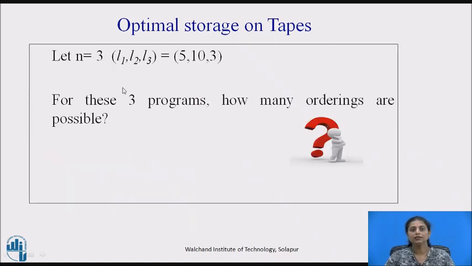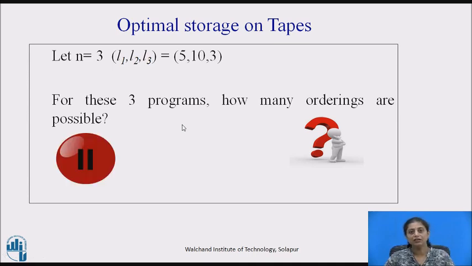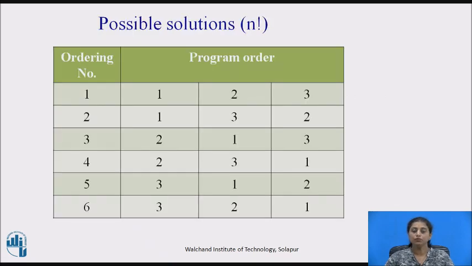Now let us consider we have 3 programs, and the lengths of the programs are 5, 10 and 3. For these 3 programs, how many orderings are possible? At this moment, pause the video and write down all possible orderings for 3 programs. I hope you have written the orderings. The possible orderings are n factorial. In this case it is 3 factorial, or 6 orderings.